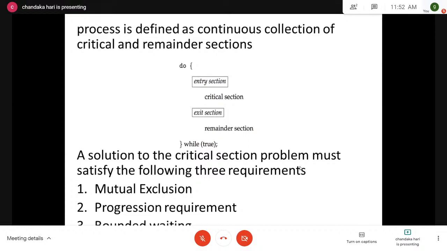Number 3, bounded waiting. What is bounded waiting? There exists a practical limit on the time each and every process is allowed to wait before entering the critical section. There is a bounded waiting time for each process. What is the meaning of this? Once a request is made by a process, it cannot immediately enter the critical section, even if it is high priority.